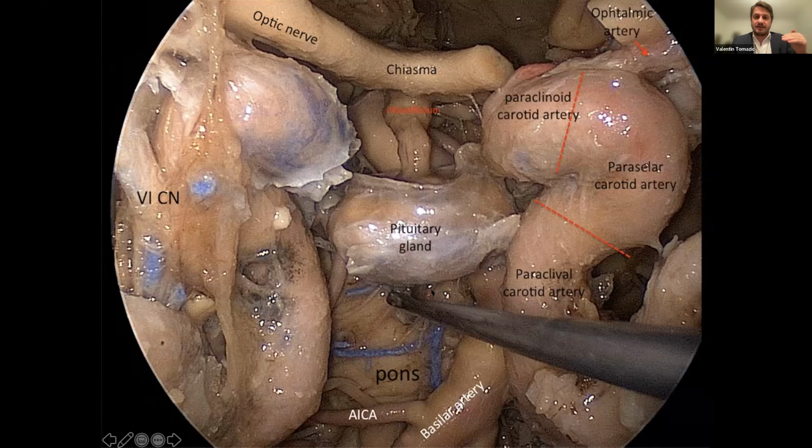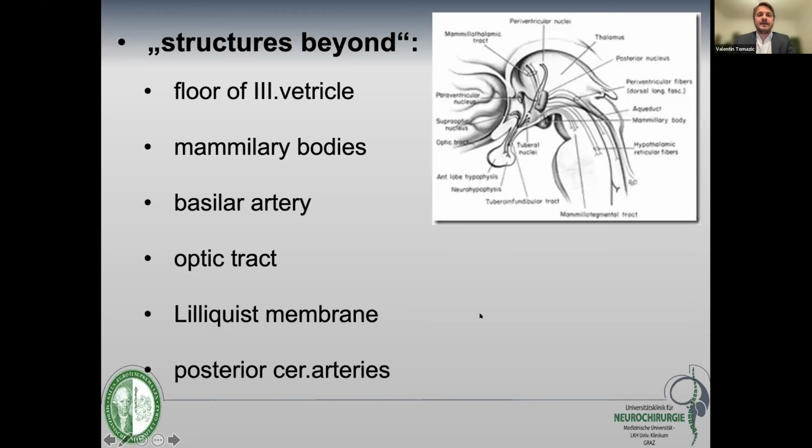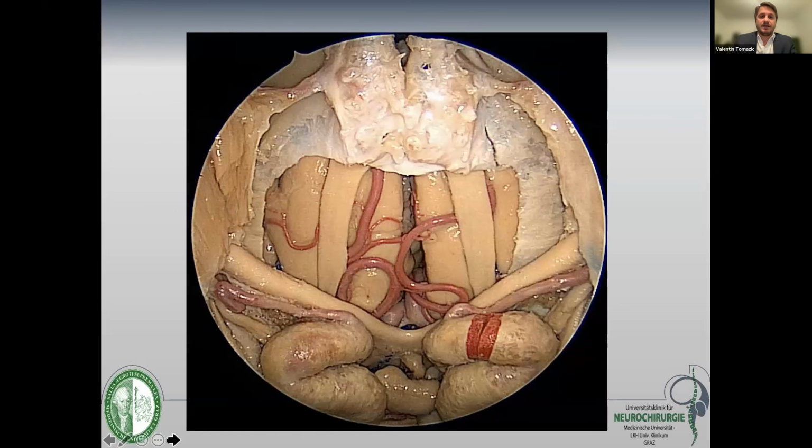You reach the posterior cranial fossa with the pons. You can even go to dissect interpeduncular tumors, which we did just recently, but be careful, the basilar artery is not always in the midline, but it is in close proximity there, and this should of course not be harmed at all. The structures beyond are of course the floor of the third ventricle, the mammillary bodies further posterior and up, the basilar artery, the whole optic tract, the Liliequist membrane that leads you into the third ventricle, and also then the posterior cerebral arteries. But it's very beautiful if you try that on a cadaver dissection to really see what exposure you can achieve with an endoscopic approach.